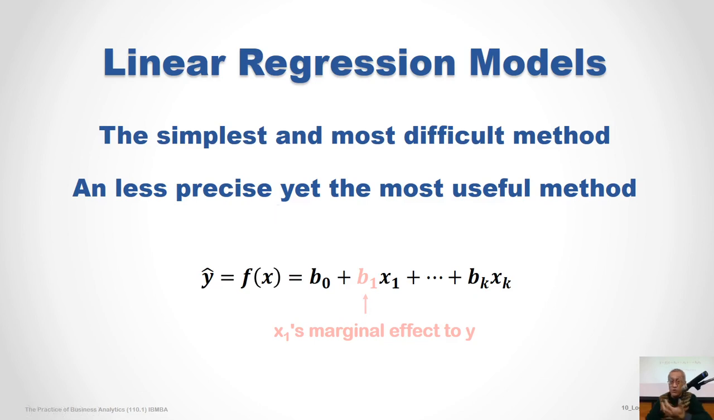So that's what I say, that it's less precise. It will have a smaller R square, it will have a larger residual standard error, but actually, because its coefficient does have a very important business implication, it is very useful. And you got my point, right?